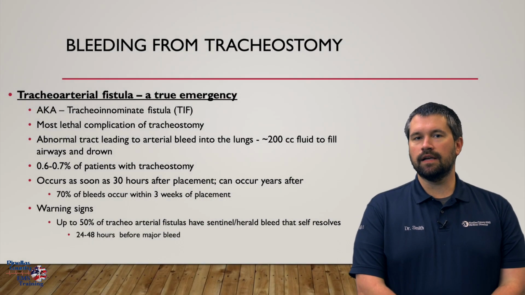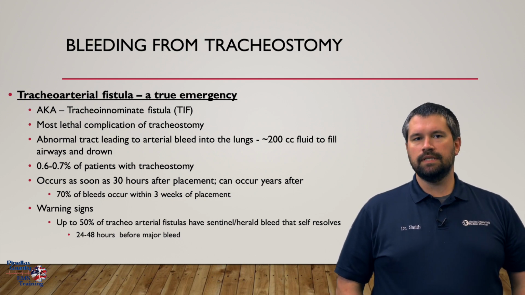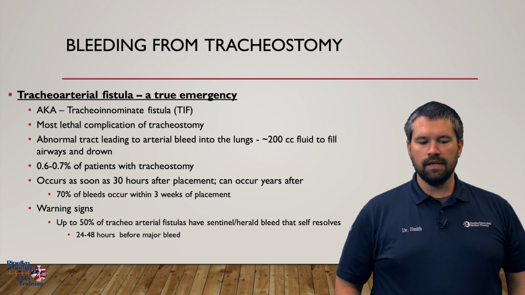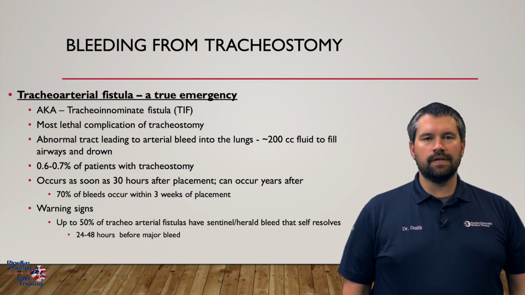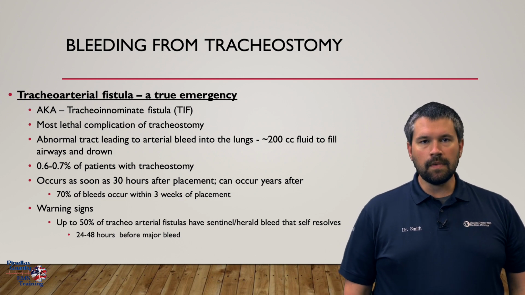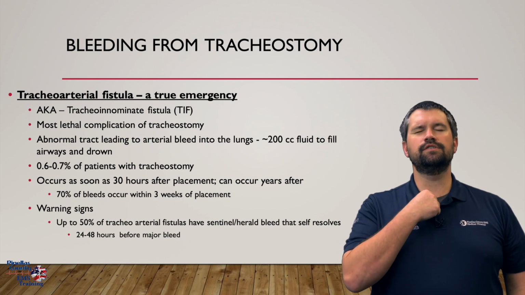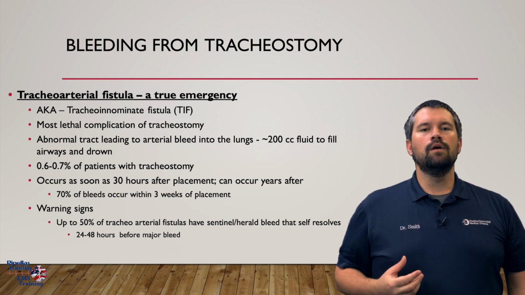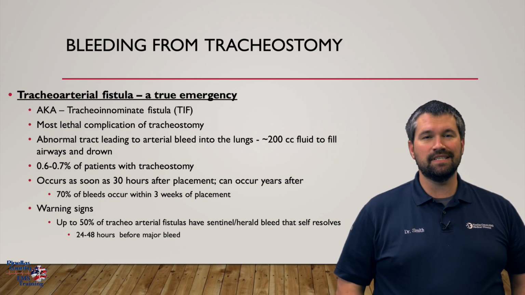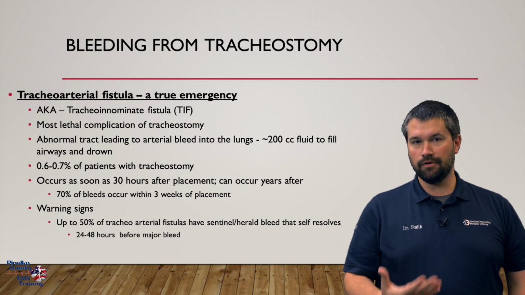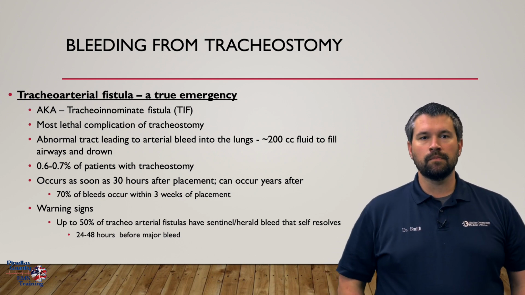Let's talk about some other tracheostomy complications besides just airways and hypoxia. The most deadly complication of a tracheostomy is a tracheoarterial fistula. This is a true emergency. You may also hear it referred to as a tracheoinnominate fistula. This is an abnormal tract from the tracheal artery, which is just below the skin about right here, that can actually erode into the trachea and bleed into the lungs. Now, it only takes about 200 cc's of fluid to fill your airways and drown in your own blood, so it can be, with the arterial bleed right here into a trachea, very, very dangerous.